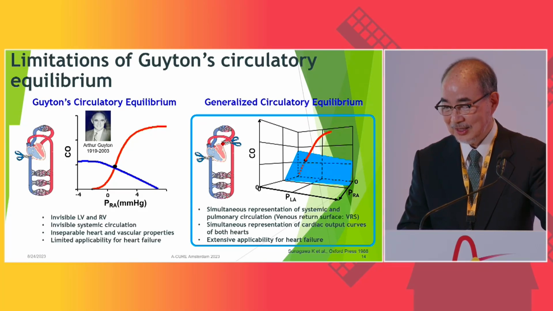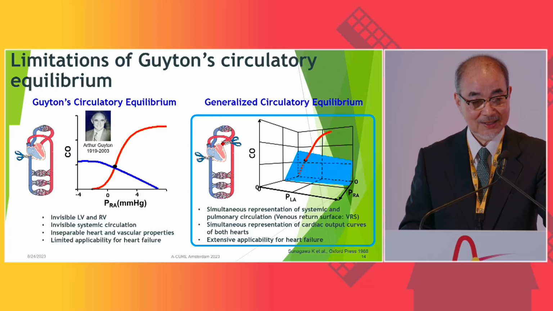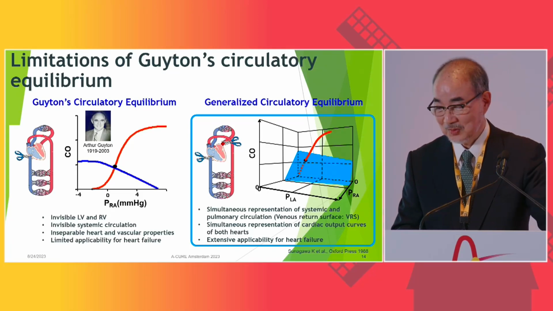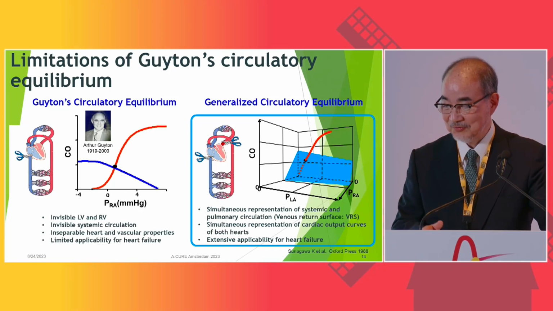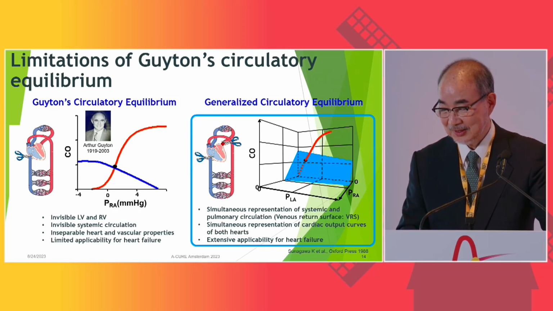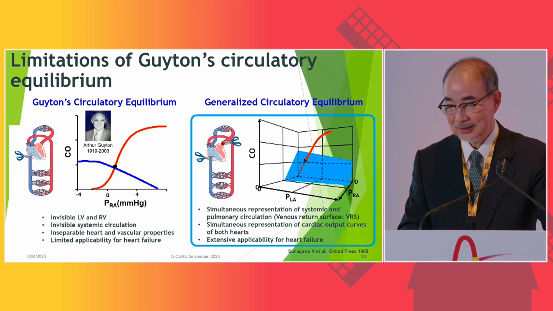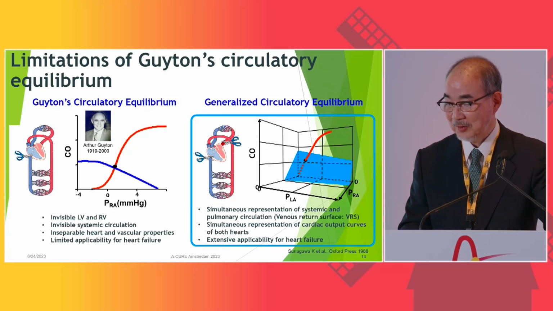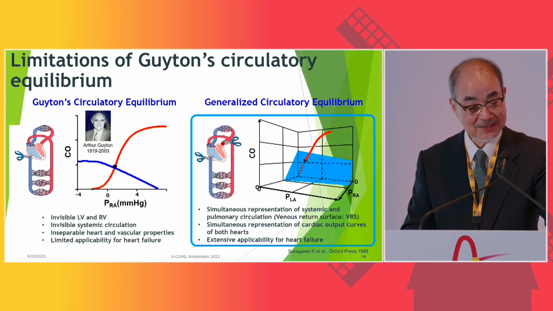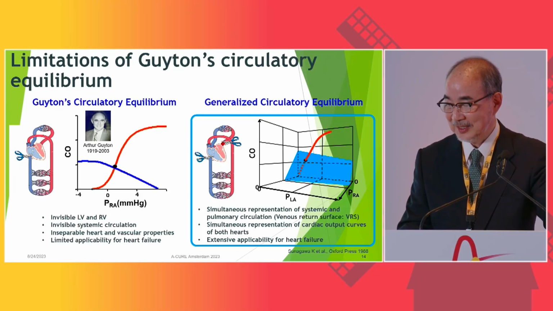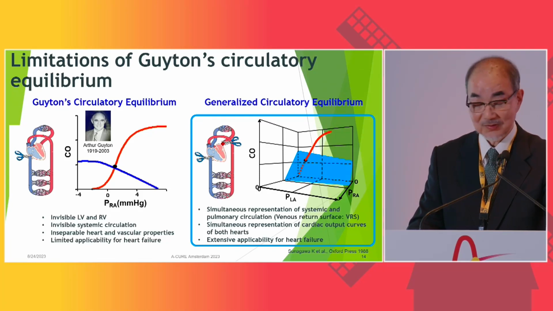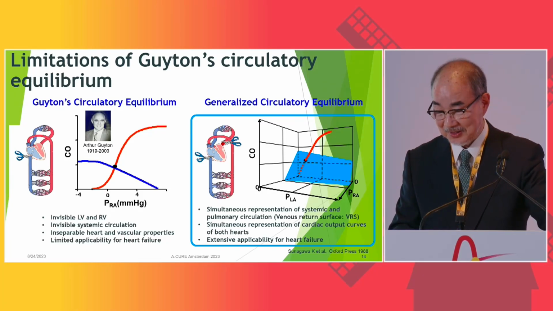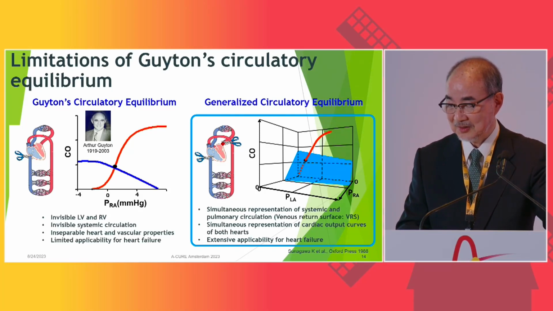And particularly, in order to describe left heart failure, Guyton's figure does not have left atrial pressure. Guyton has right atrial pressure, but left atrial pressure is not shown. Guyton has some small publication on dealing with pulmonary circulation, but it's not extensive. So we modified Guyton's idea and generalized circulatory equilibrium so that it can cover right atrial pressure as well as left atrial pressure.